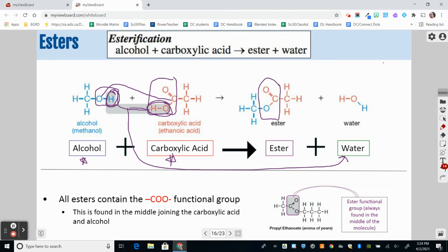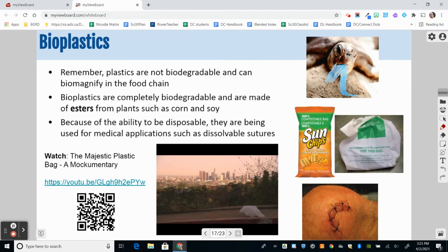Okay, so all esters are going to contain this C double bond O, single bond O, with no H, in the middle of a compound. It's always in the middle of a chain. You have to have carbons on either side to have an ester. Always found in the middle of the molecule. So from the alcohol and the carboxylic acid, you get an ester.